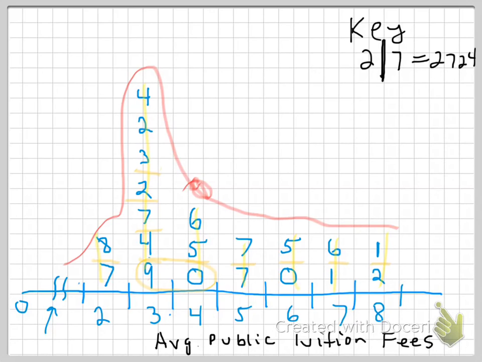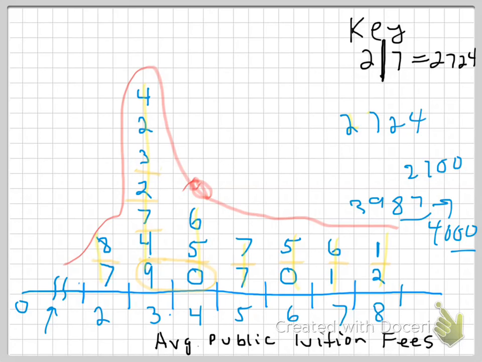You can also decide to round things. So if you had 2724, you can call that 2700. If you have 3987, you could call that 4000. But generally those minor differences like here and here don't change the shape that much for one piece of data. So that's all I have to say on this.